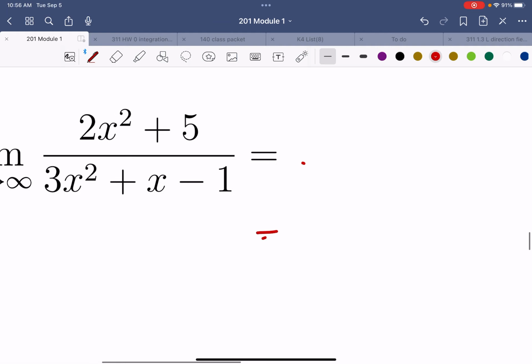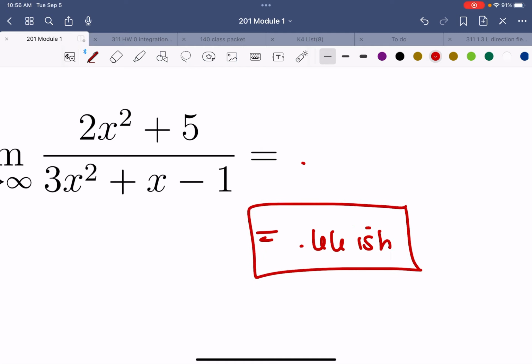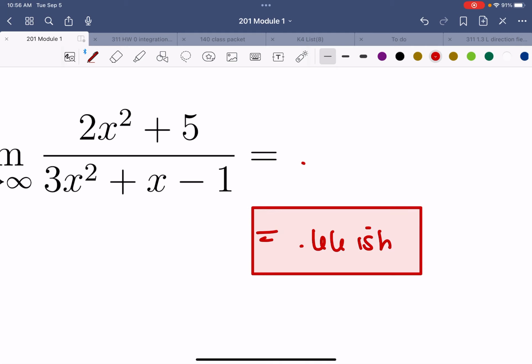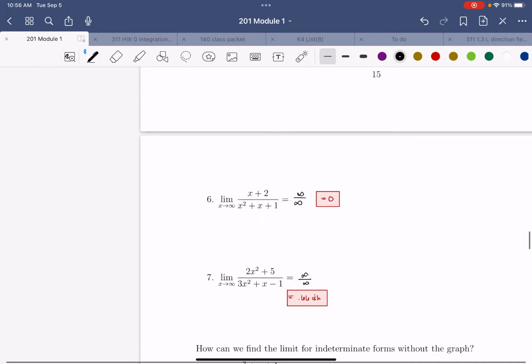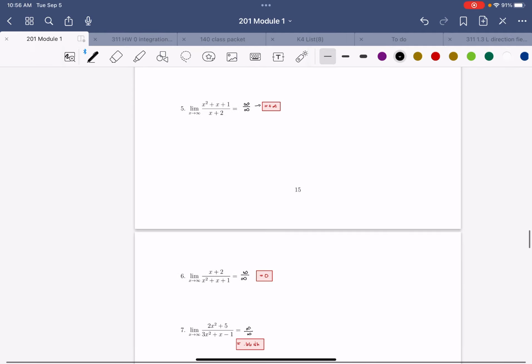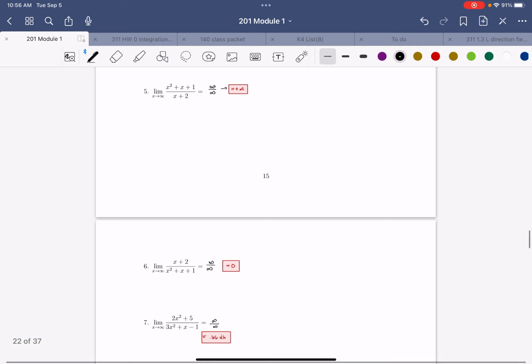Now, based on the graph, I'm going to say 0.66-ish, because we're just guessing from the graph. But when you plug something in, those are both quadratics that are opening up. They're both going to head to positive infinity. So notice what's happening here. Let's see if I can get them all on the screen. There we go. So in 5, 6, and 7, each one of these, if I plug in a large number, I get something that looks like infinity over infinity, but I get a different answer each time. The first one I got infinity, the second one I got 0, the third one I got a non-zero number.